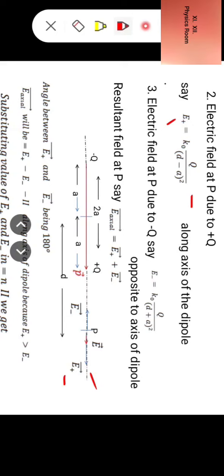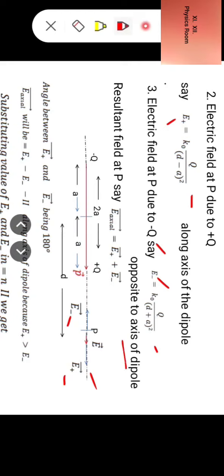Now at the third step, we write the expression for electric field intensity at P due to minus q. Say E minus equal to k naught q divided by (d plus a) whole square. Why d plus a? Because point P is at a distance d from the midpoint and minus q is at another distance a from the midpoint on the opposite side, so it comes out to be d plus a. The direction would be opposite to the axis of the dipole.